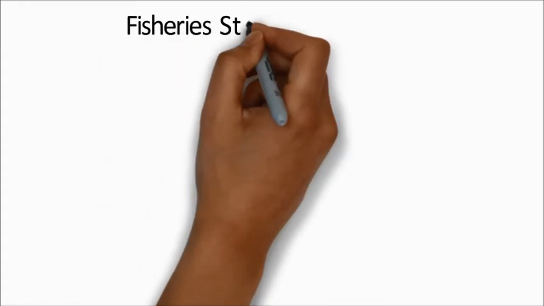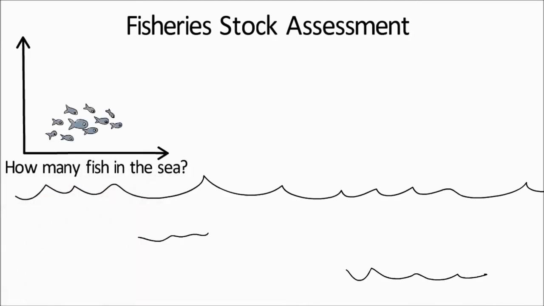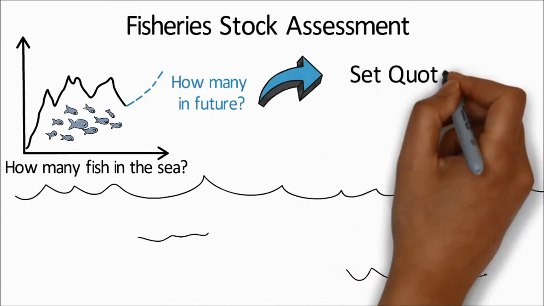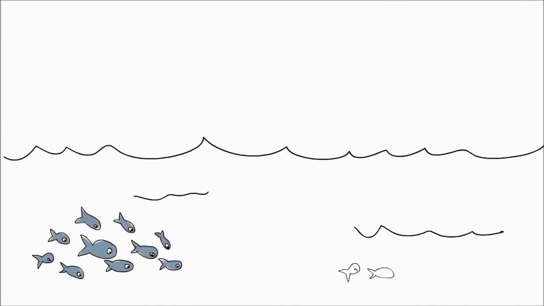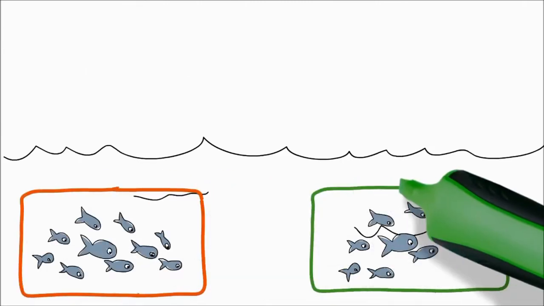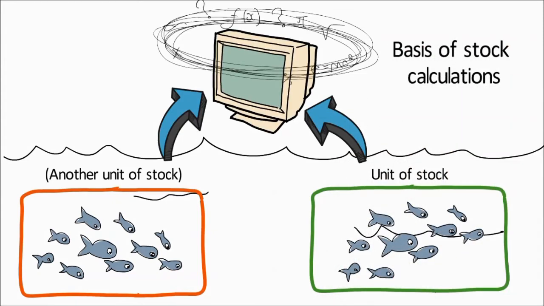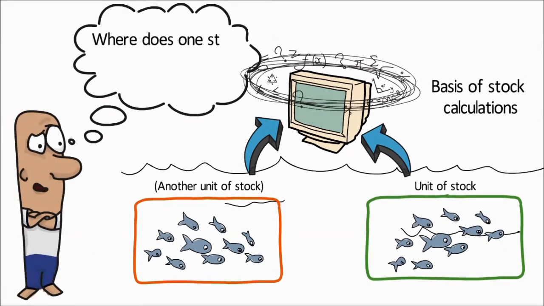Fishery stock assessments involve estimating how many fish there are in the sea, and then forecasting how many there may be in the future, so that quotas can be set according to sustainability goals. In order to assess the status of fish populations, the species are first divided into discrete units called stocks, which are then used as the basis of stock assessment calculations. So where does one stock stop and another begin?